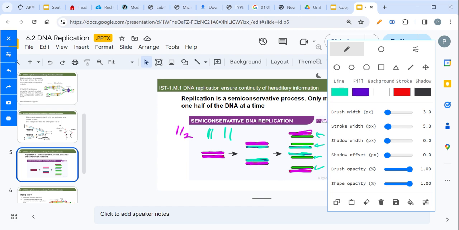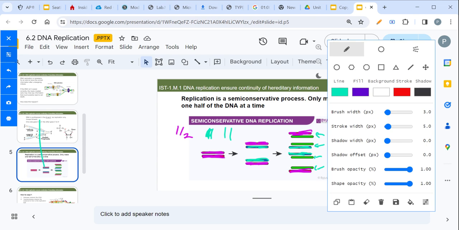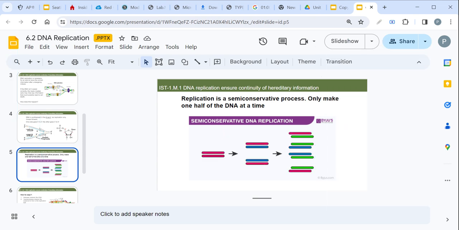The heck, is this not working? That's fine. I don't know why my colors are not working. But anyway, they found out that it was ending up being a semi-conservative process.